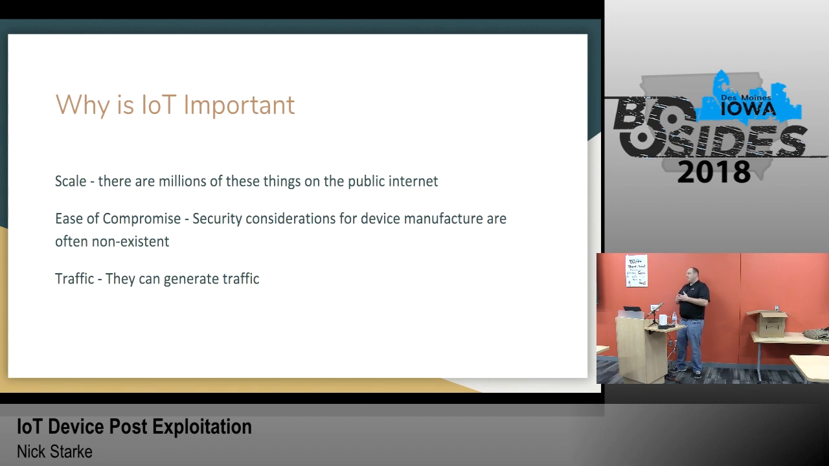So why is IoT important? The number of devices that are attached to the public internet, publicly exposed with an interface on the device mapped to a public IP address, is enormous. I don't have numbers with me, but there's probably millions of these things out there, if not tens or hundreds of millions. And you combine that with how easy it is to exploit these things, because security considerations were minimal when they were designed. You get the scenario where you can manipulate a large number of devices concurrently to do things like generate traffic to take down Brian Krebs' website.